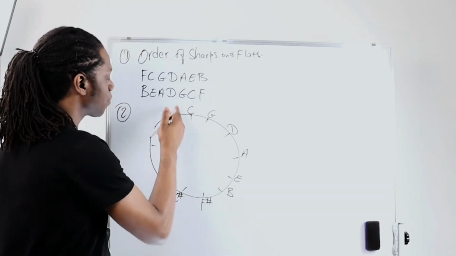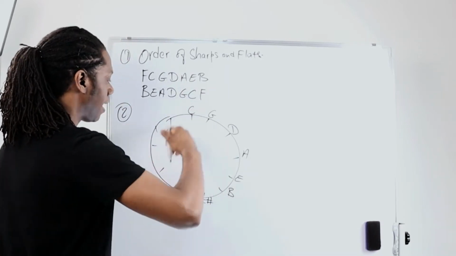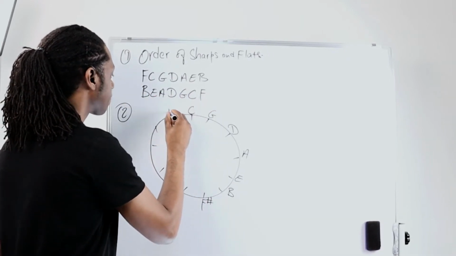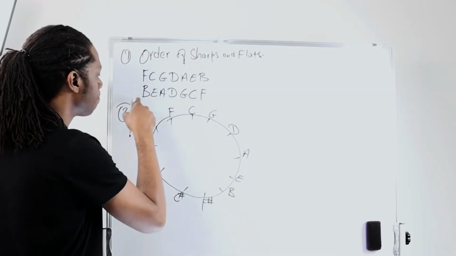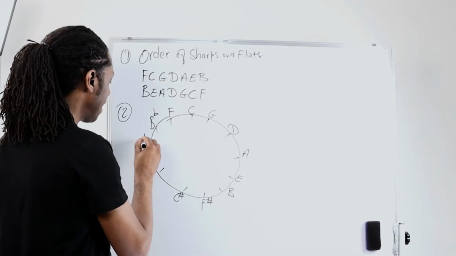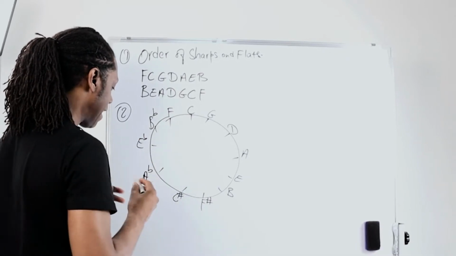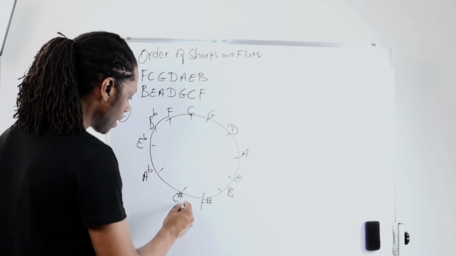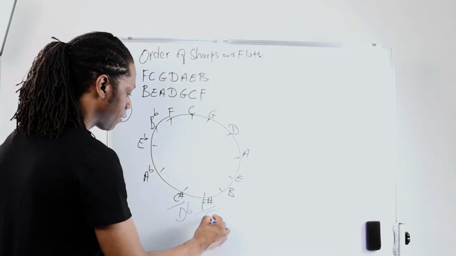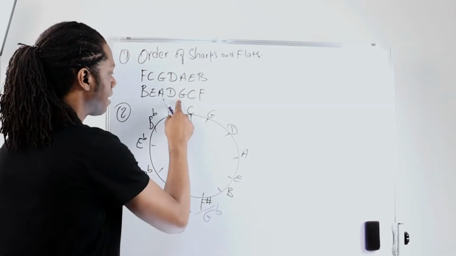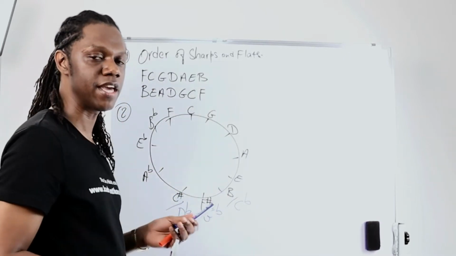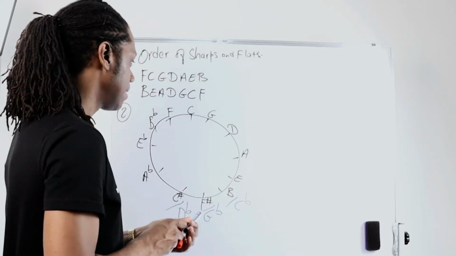On the other side, going to our flats, going around anti-clockwise, which is our circle of fourths, we are going to put in our F, okay? F, then we go to B flat, because that has 2 flats, then E flat, 3 flats, A flat, 4 flats, and then we have D flat, 5 flats, then we have G flat, 6 flats, and then finally we have C flat, 7 flats. So C flat and B major are enharmonically the same.